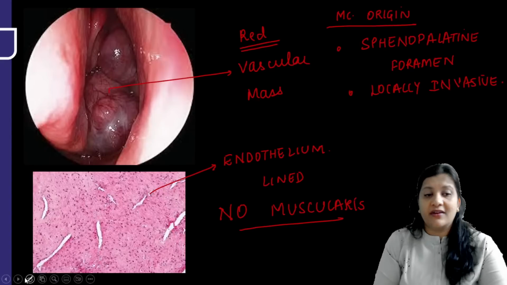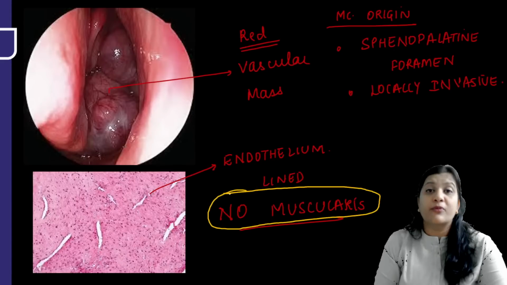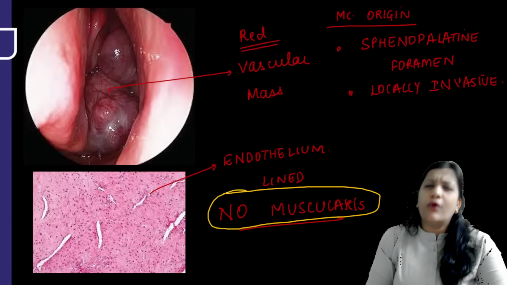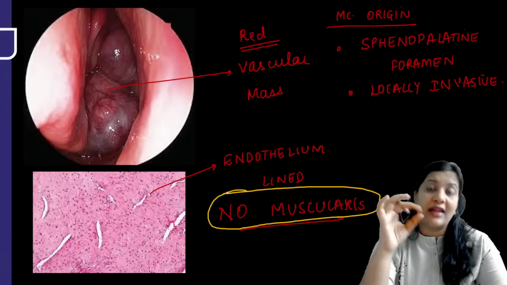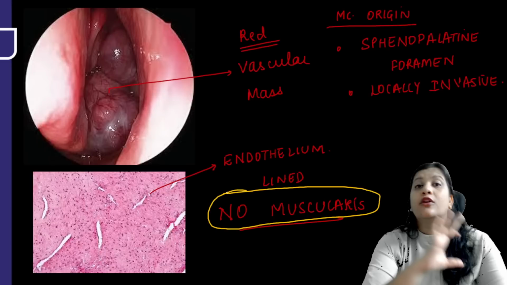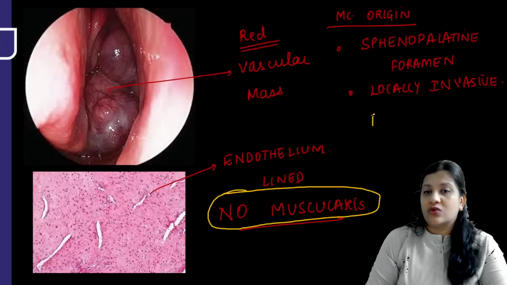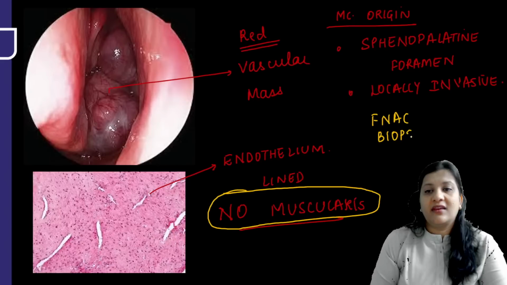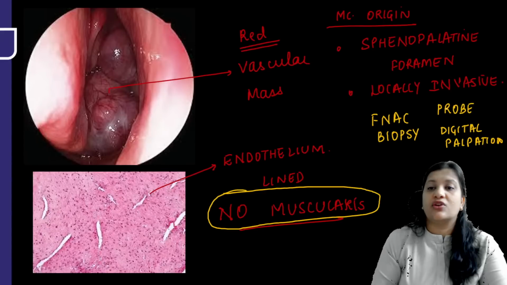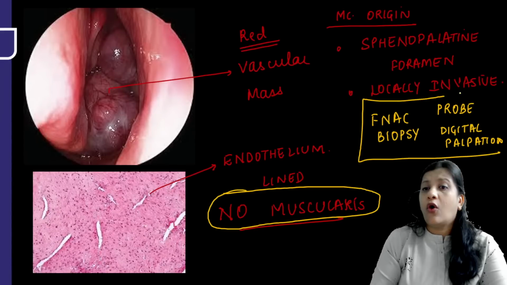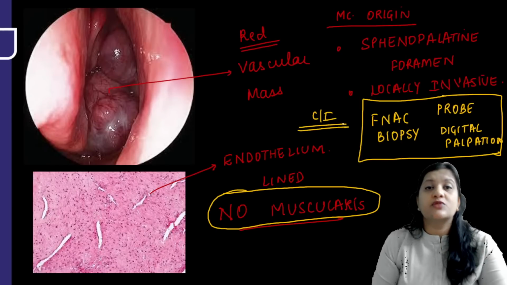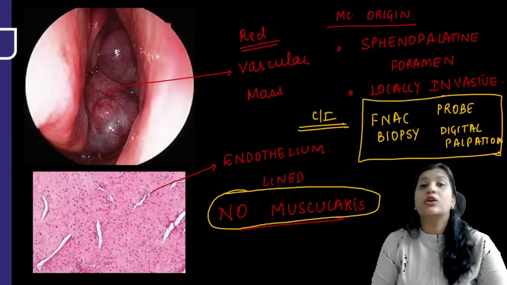Now that we have learned that this tumor has no muscularis layer, no smooth muscle layer, do you want to touch the tumor, probe the tumor, digitally palpate the tumor, take FNAC or biopsy? No. All of these are contraindicated. So FNAC, biopsy, probe test, digital palpation, all of these are contraindicated in a patient who has angiofibroma. In a patient presenting to you with angiofibroma, you will never do that.